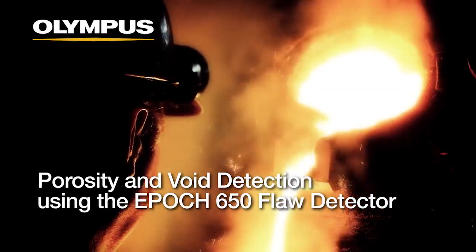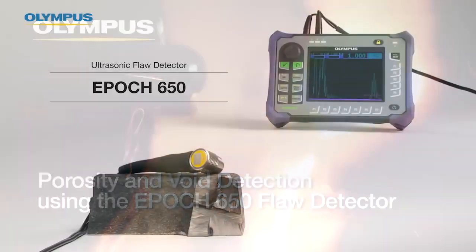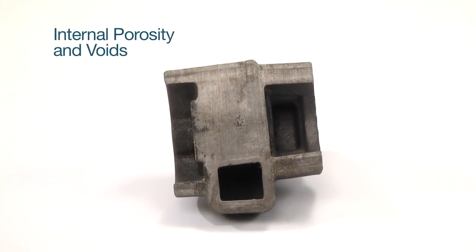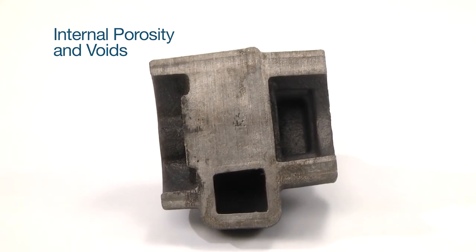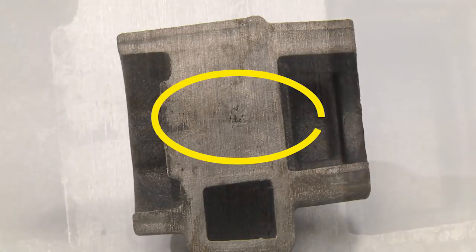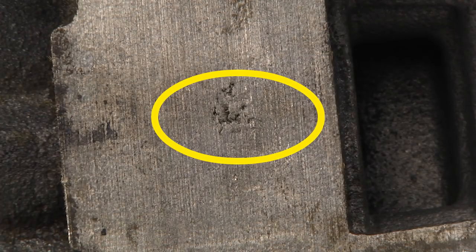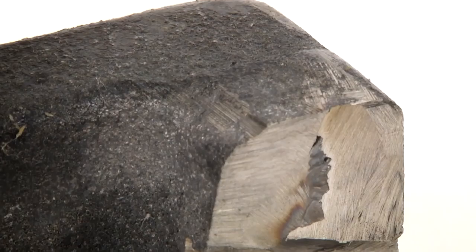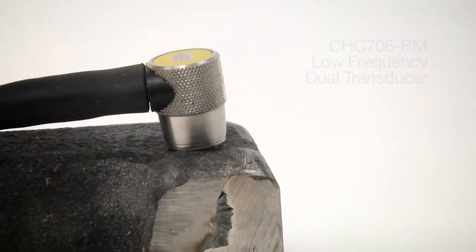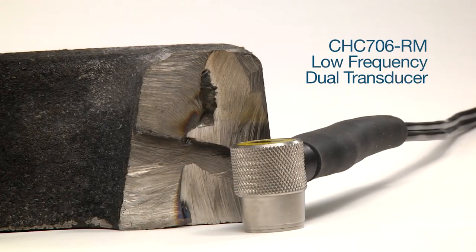This first example will cover porosity and void detection using the EPIC 650 flaw detector. It's common for internal porosity and voids to occur in more central locations within a cast part. This is where it takes longest for the metal to cool with respect to the outer edges. Because of the rough outer surface and scattering effects of castings, we will use a low-frequency dual transducer, such as the CHC 706-RM, for the inspection.